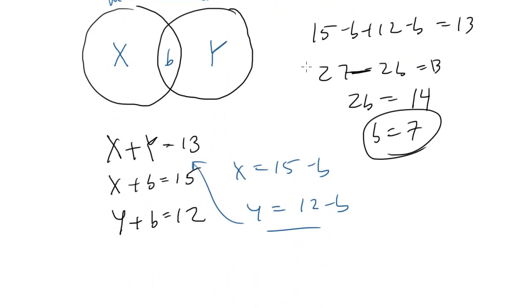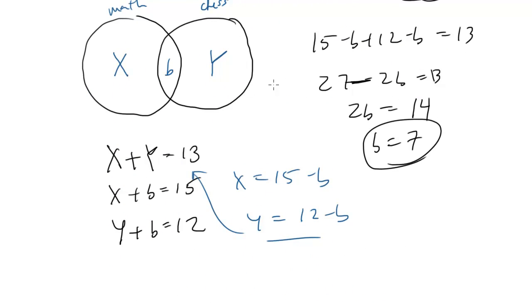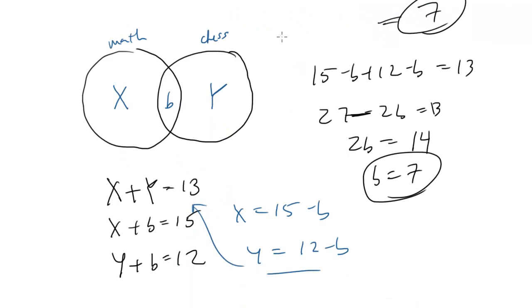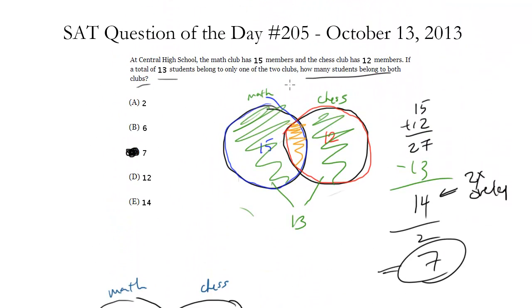So either way, you're really doing the same thing in both circumstances. It's just how you conceptualize it and how you actually do the work. Do you do it with the Venn diagrams or the algebra? Either way, whatever gets to the answer, that's what you're going to want to do.